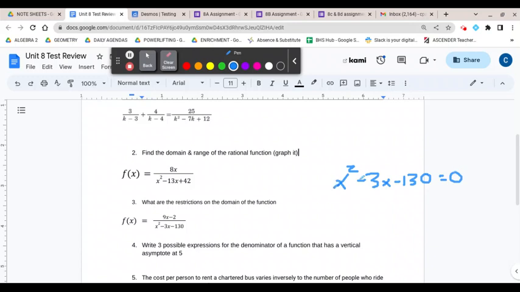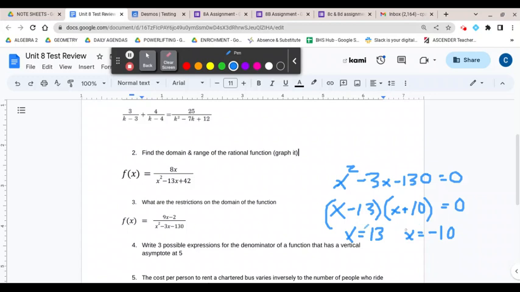You'll have access to the factoring calculator as well. If you want to do it in the factoring calculator, that's fine. If you want to graph it, that's fine. What's going to happen here is we have two numbers that multiply to negative 130 and add to negative 3, which in this case is negative 13 and positive 10. So x minus 13 times x plus 10 is equal to 0, making x equal to 13 or x equal to negative 10 there.